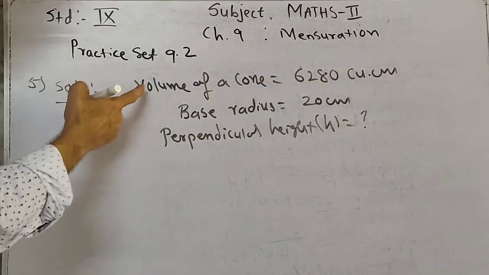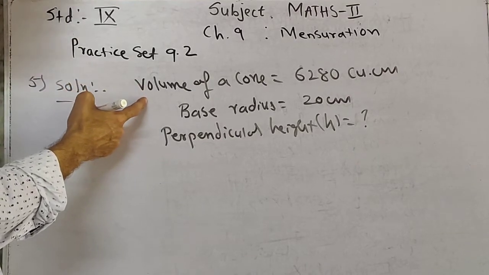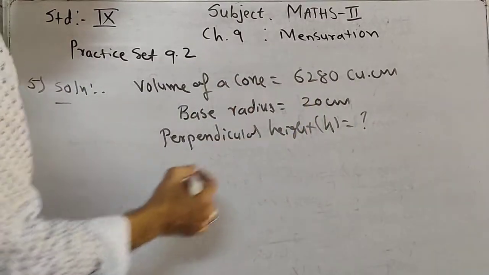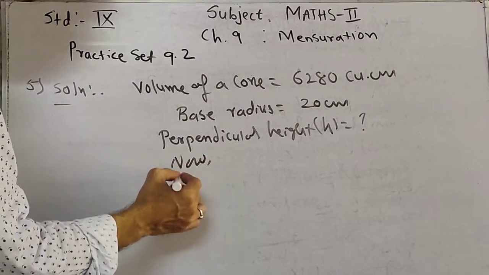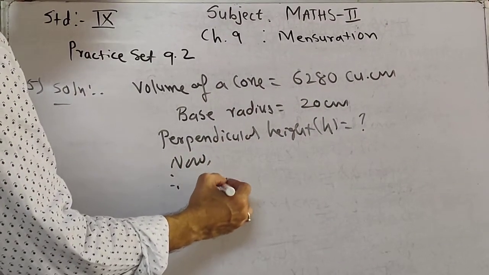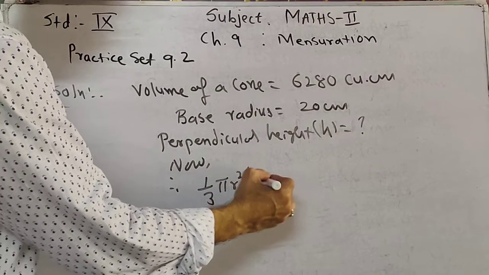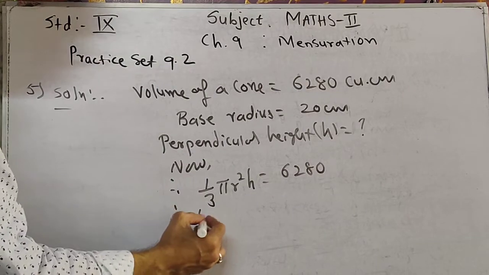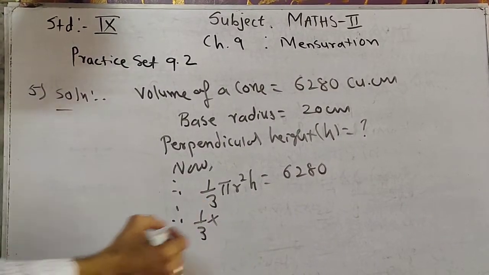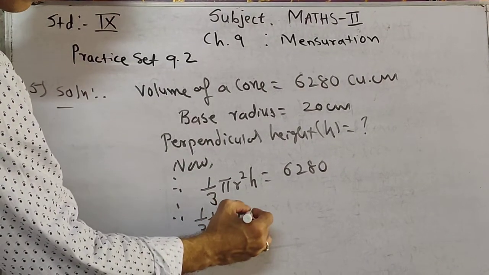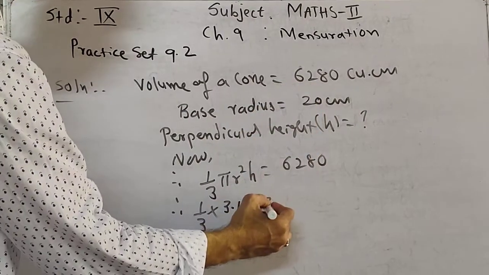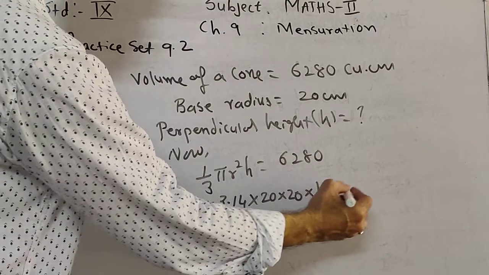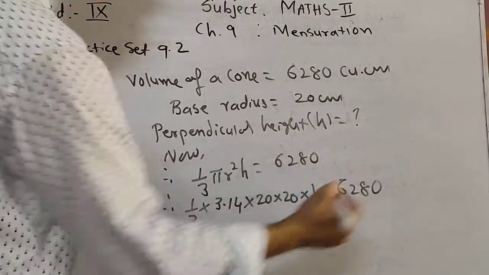So you will use the formula of the same volume only. Don't use any other formula. As I told you, always when the volume of a cone is given, use the volume formula, which all of you know: 1/3 pi r square h is equal to 6280. Okay, 1/3 into pi value, which is given as 3.14, into r is 20, so 20 into 20 into h is equal to 6280.